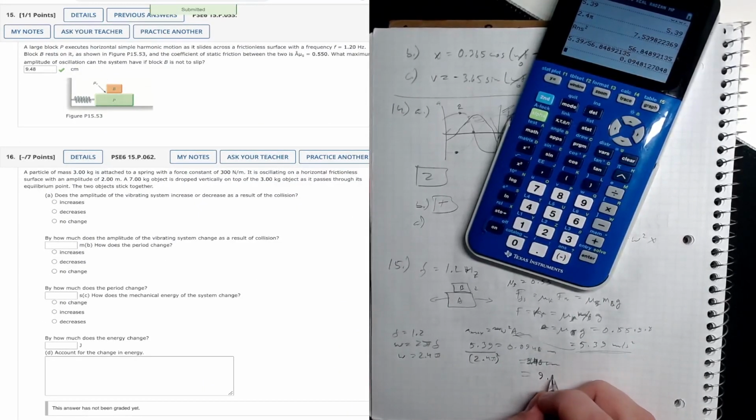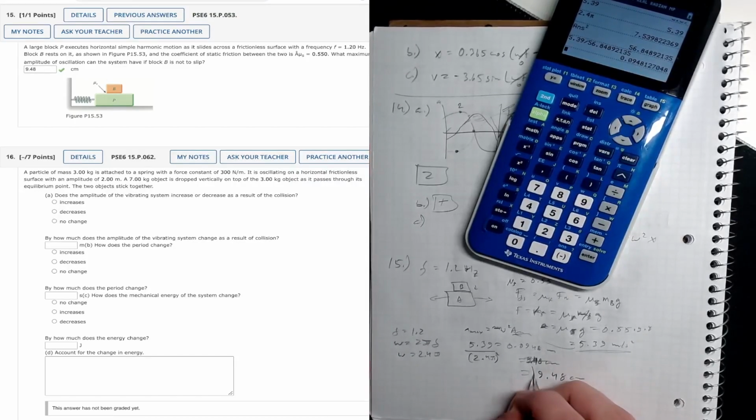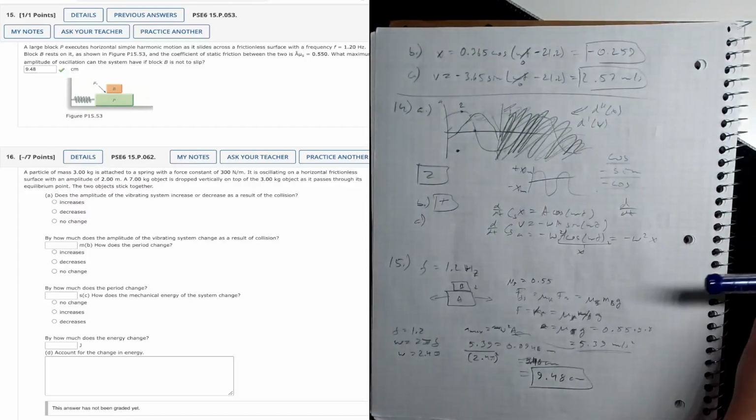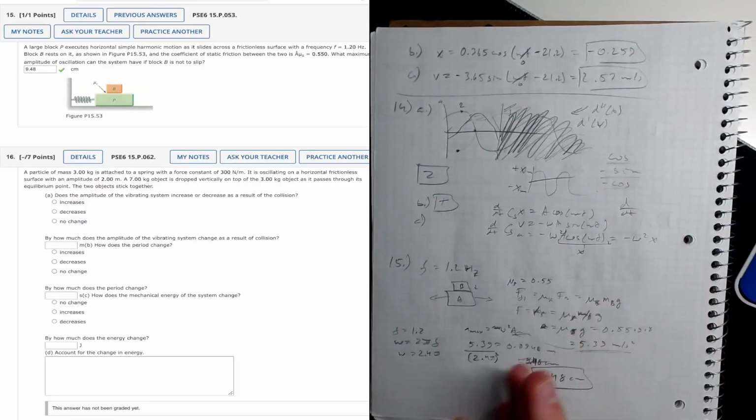Equals 9.48 centimeters. Alright, so essentially, guys, sorry I kind of rushed that a little bit. I wanted to figure it out first, but it's going to be even harder to teach because I just ran through it like I was doing it instead of actually explaining it. So that's probably the issue with me doing this while I'm teaching it.